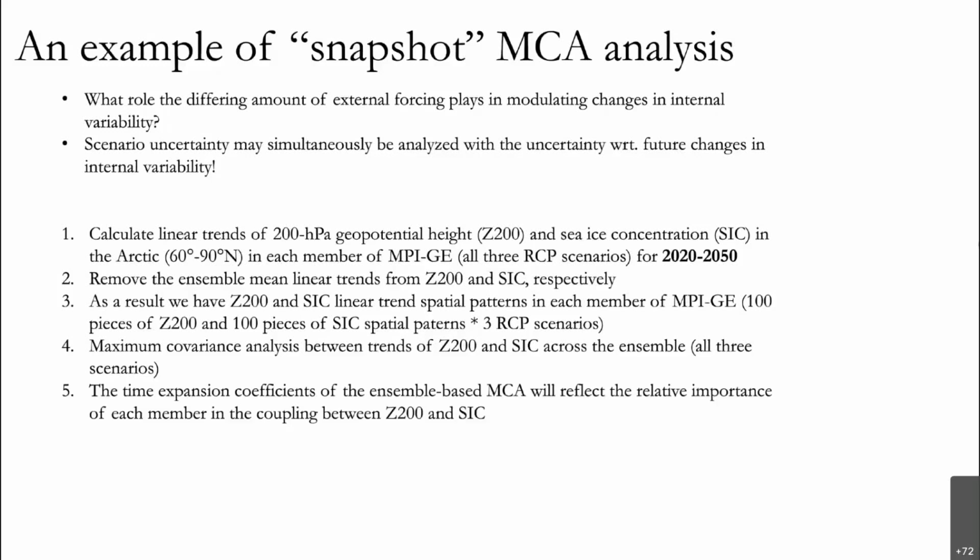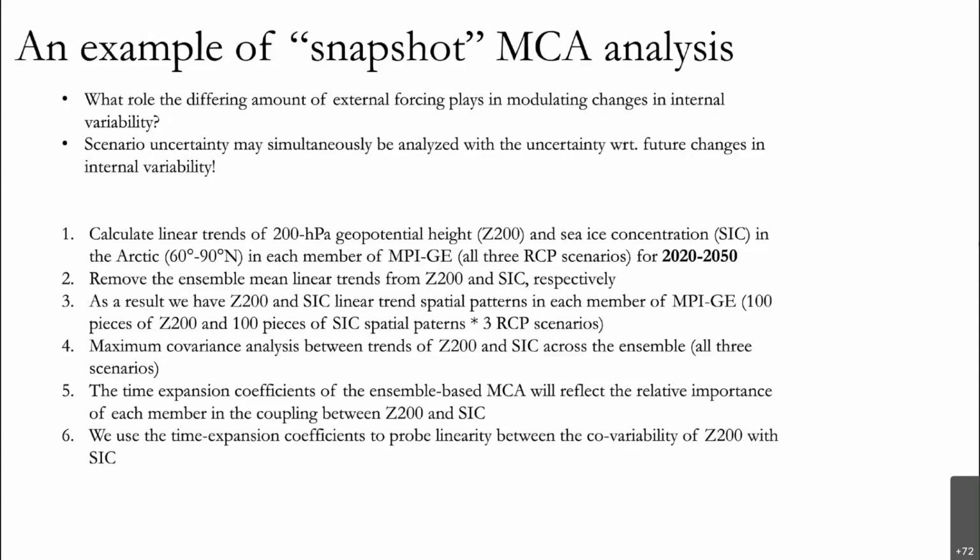And notice that the time expansion coefficients of the maximum covariance analysis in the ensemble-based version will not reflect temporal information, but member information, and it will reflect the relative importance of each member in the coupling between Z200, the atmosphere circulation, and sea ice. So we can use these time expansion coefficients to probe linearity between the covariability of Z200 with sea ice concentration.